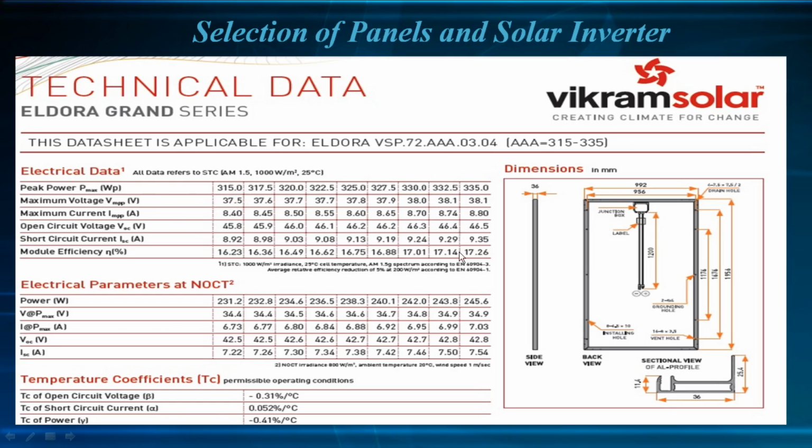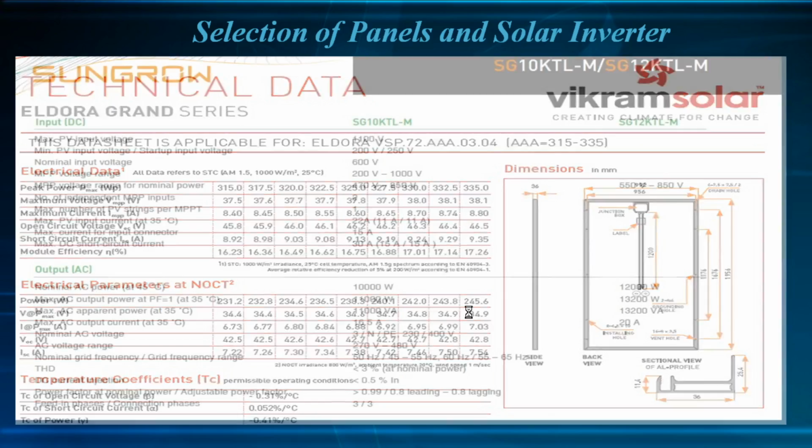Whatever data is given in the electrical data sheet of the Vikram solar panel is given for 1000 watt per meter square solar radiation and a standard test temperature of 25 degrees centigrade. The 315 watt peak solar panel produces 37.5 maximum voltage and 8.40 maximum current for the 72 solar cells connected in series combination. The efficiency of this module is 16.23%. We just note down these parameters for further calculations.